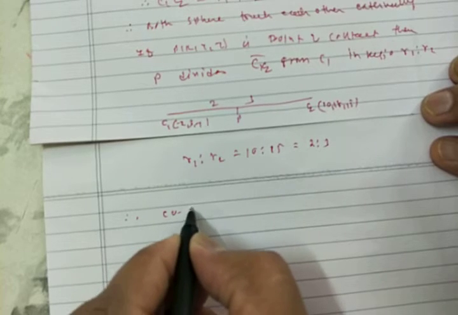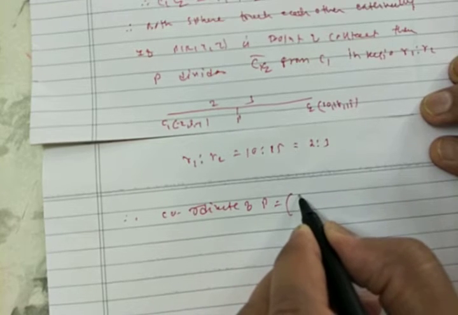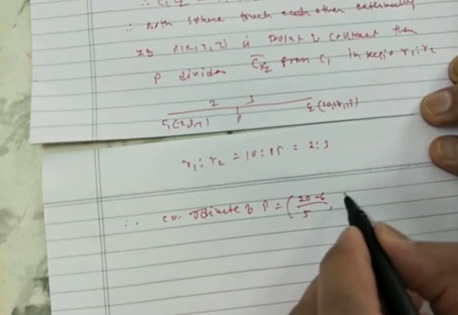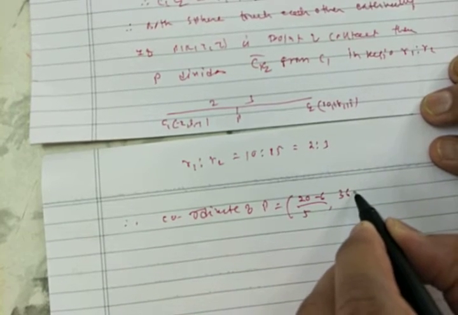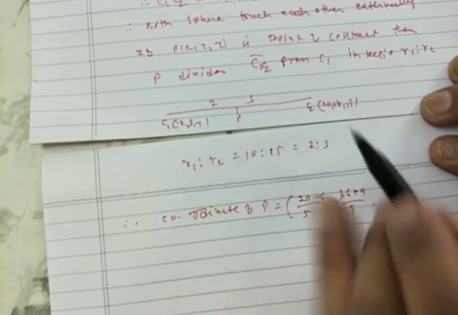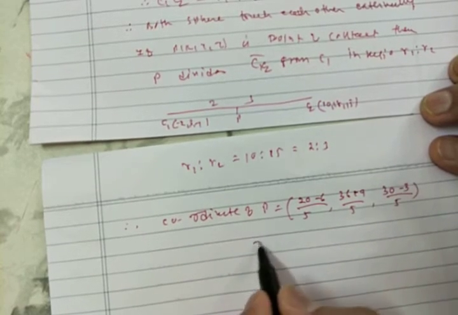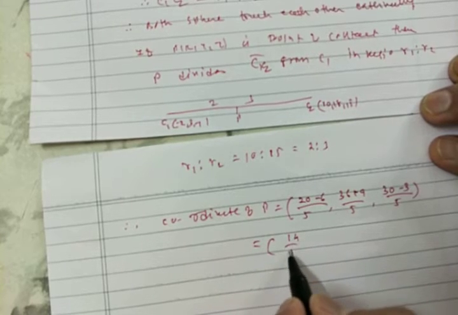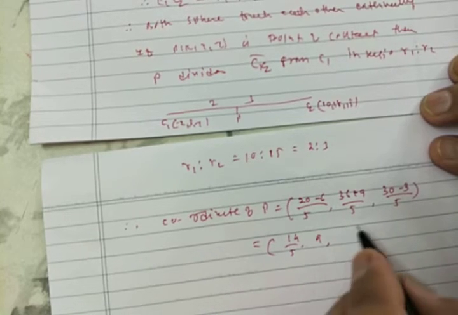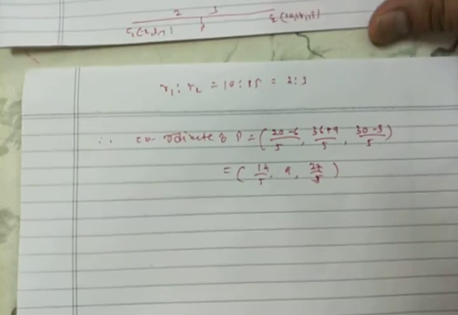And therefore coordinate of P: 2 into 18 is 36 minus 6 upon 5, 2 into 18 is 36 plus 9 by 5, 2 into 15 is 30 minus 3 by 5. That comes out 14 by 5, 45 by 5, that is 9, and 27 by 5. This is the point of contact.